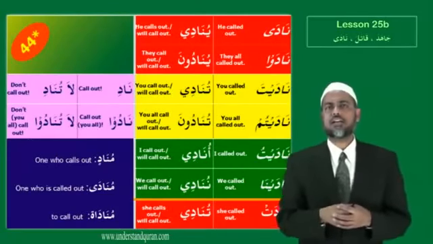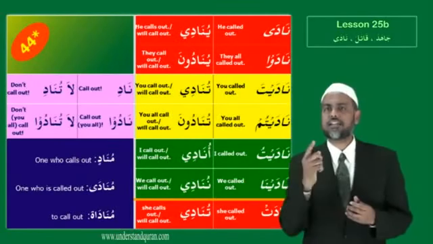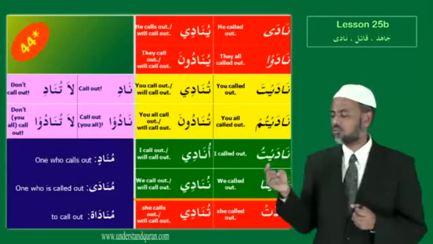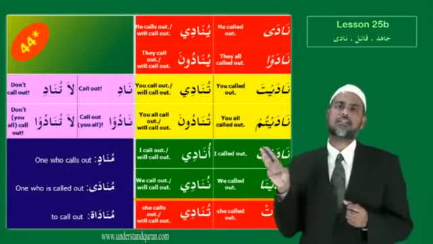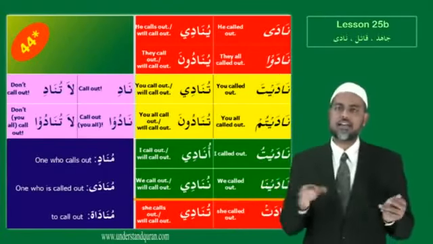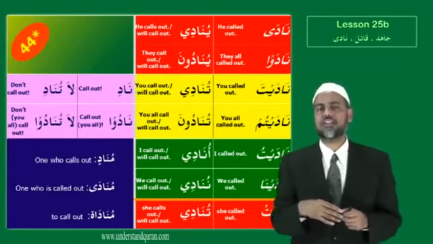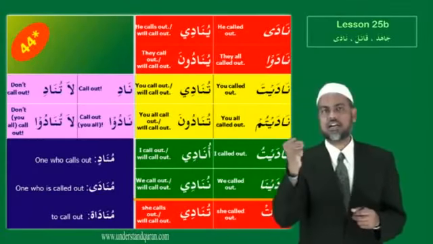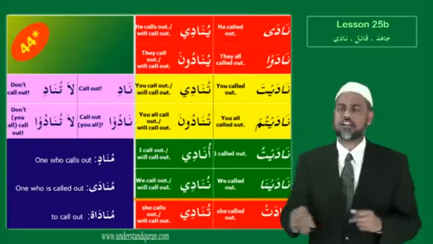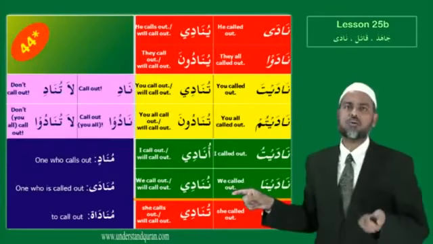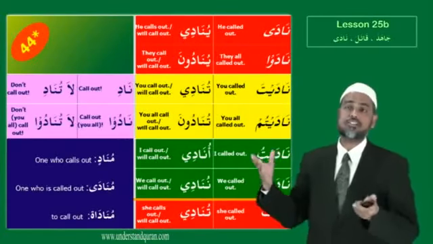And the third one is nada. It has a weak letter in its root: noon, dal, ya. The last letter is a weak letter, and consequently it has some effects, as you will see, especially in amr, nahi and masdar. So nada means he called out. He called someone.